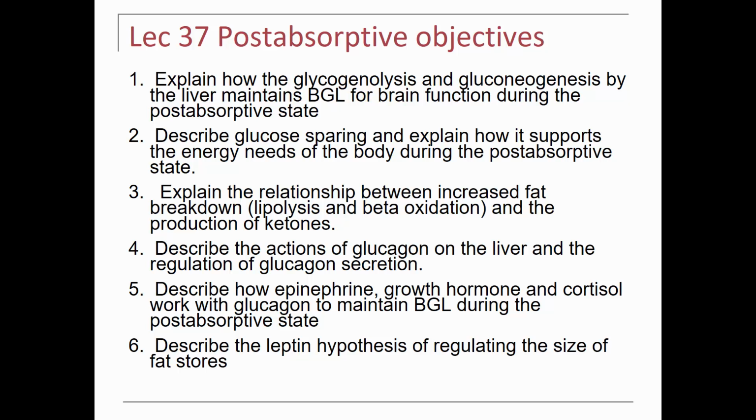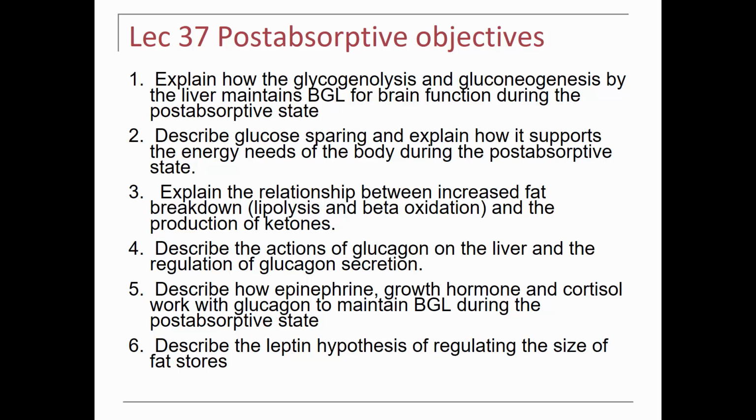Here are our learning objectives. First of all, we want to explain how glycogenolysis, which is the breakdown of glycogen, and gluconeogenesis, which is the making of new glucose by the liver, maintain the blood glucose level for brain function during the post-absorptive state. Secondly, I'd like students to be able to describe glucose sparing and how it supports the energy needs of the body during the post-absorptive state.